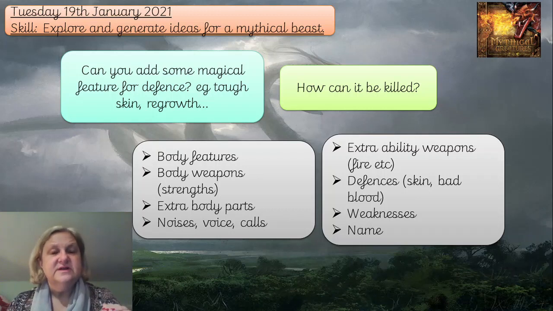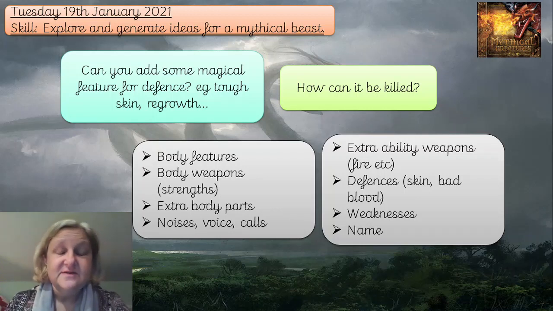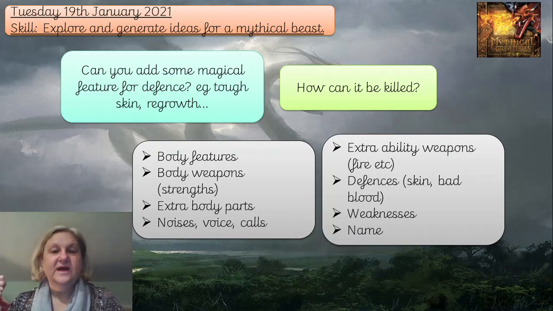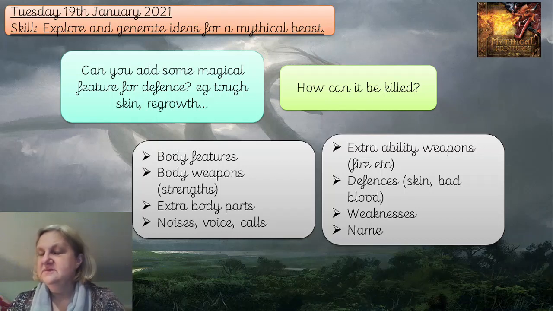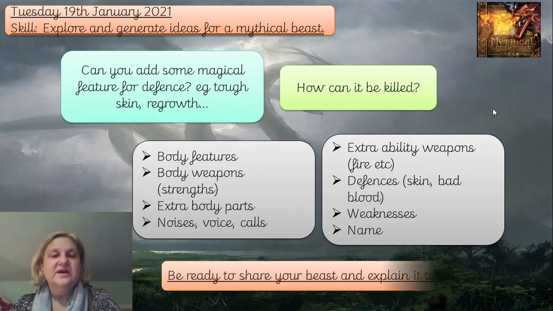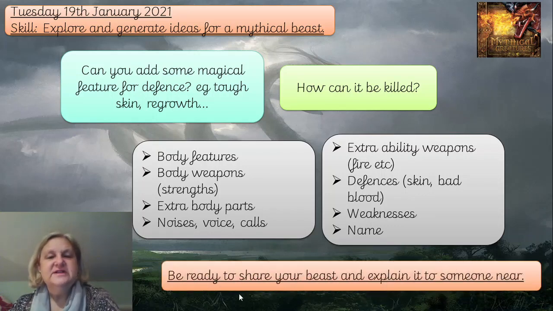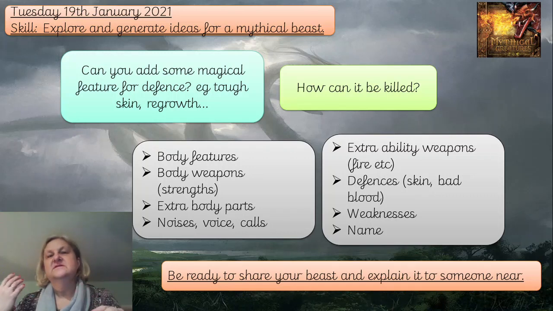You might also want to think about, I've just heard some seagulls calling outside. What sort of noises does it make? Has it got a voice? One of those creatures, what was it, had the barks like a small dog, which is quite strange, isn't it? So then be ready to share your beast and explain one. Once you've come up with this, it's not just a picture that you're making, it's a whole character today. It doesn't have to be your final one. You can chop and change tomorrow and choose your best ideas.